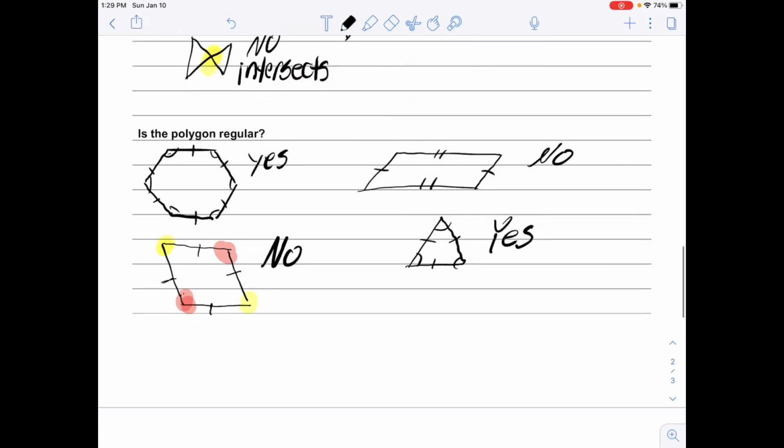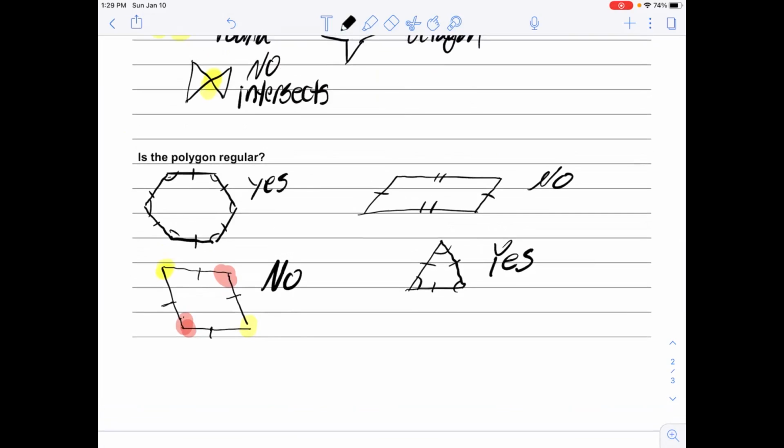So this was a lot of vocabulary today. Our next lesson will be more calculations, and this is a lot of vocabulary. Please let me know if you have any questions or need any help with anything, and have a great day.